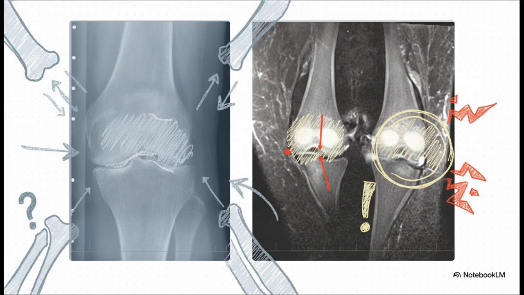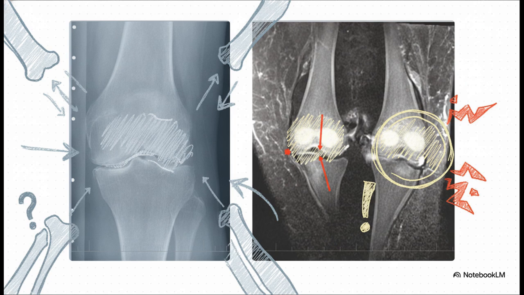Well, the answer lies in how we actually look at the joint. When we look at a standard X-ray, we see structural damage. We can see the joint space narrowing because the cartilage is gone, and we can spot those bony osteophytes. But here's the kicker. X-rays correlate very poorly with a patient's actual pain severity. Now, switch over to an MRI, and that is where we find the true pain generators.